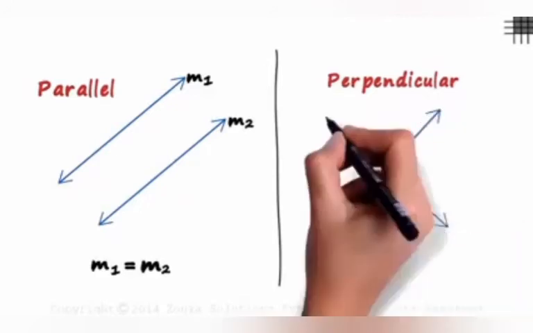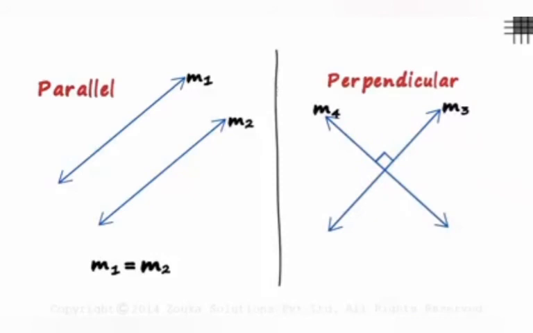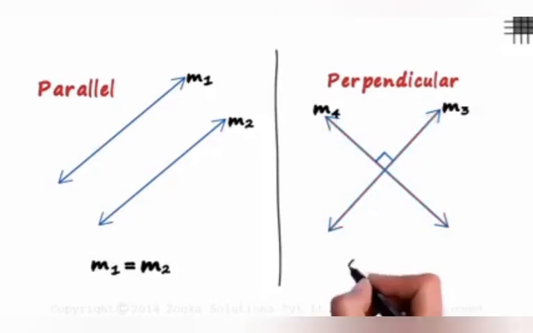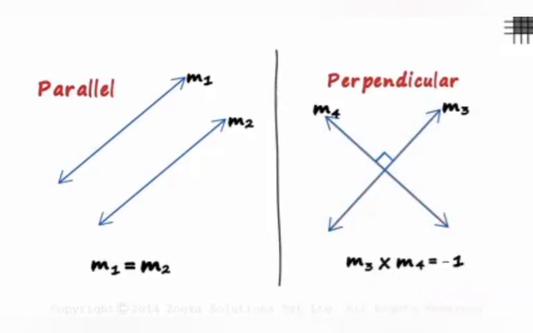Let's look at the condition for perpendicular lines. When the two lines are perpendicular, the product of their gradients is equal to minus 1. That's the valid condition for two lines to be perpendicular. So if I know one gradient, I can easily find the other gradient. Very good. So we have learned something about parallel lines and perpendicular lines.